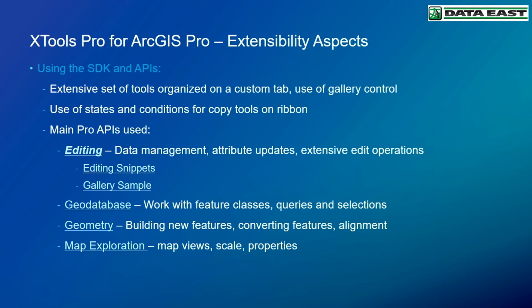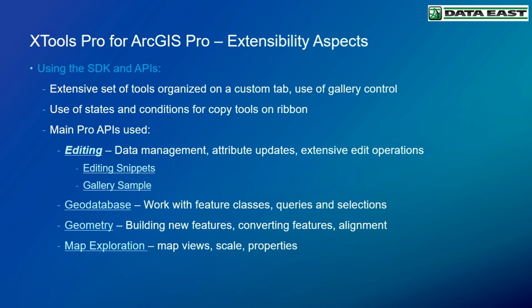The next API is the GeoDatabase API. So they did some work with feature classes. Again, lots of queries and selections, like some of the other add-ins that were demonstrated. As well as the geometry API. They were building new features, taking advantage of some of those different capabilities with those features and doing lots of different things in a very efficient way, manipulating those, actually doing some alignment.